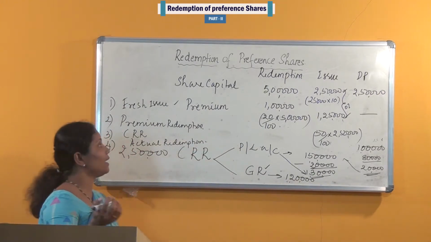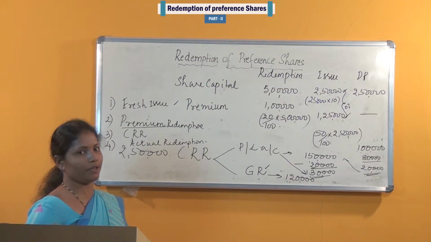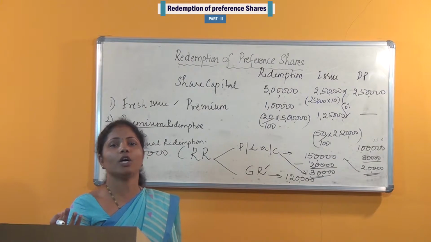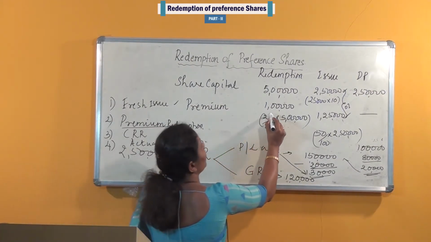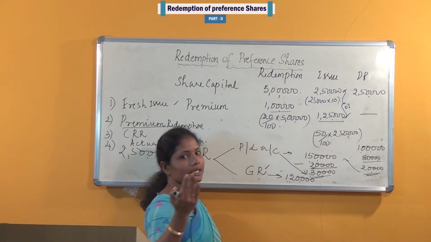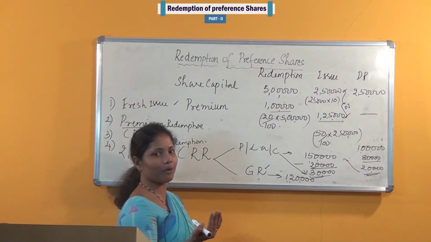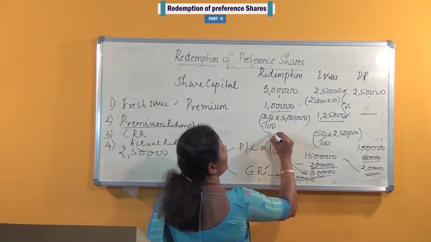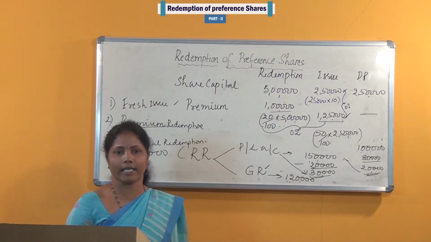The second step is premium on redemption has to be provided for. It has to be provided for out of securities premium and/or divisible profits if required. See here, 1 lakh is the premium on redemption. The securities premium account balance available is 1,25,000. So, the entire premium on redemption can be provided for out of securities premium itself. So, we can consider these two amounts for passing the entry under the second step.